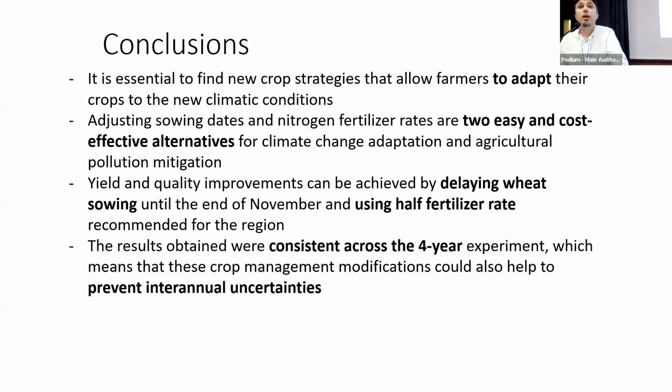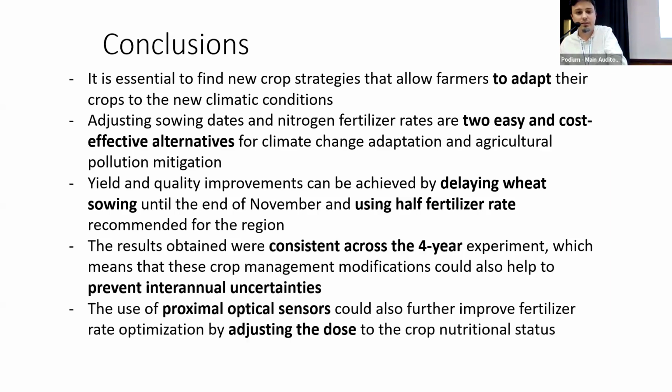And the results are more or less constant along the 4 years, not so easy, but we can prevent some internal uncertainties. And also the use of proximal sensors could help to go further and try to correct this fertilization if we have a very good spring.